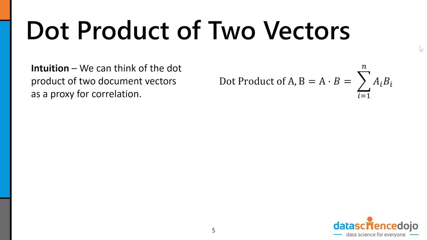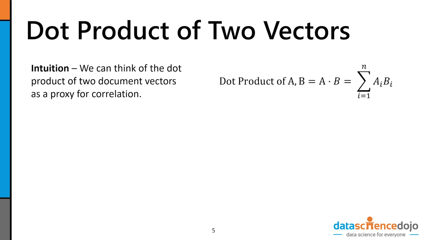So we just go through the vectors one piece at a time, and we say take the first piece of A and the first piece of B, multiply them together. Take the second piece of A, the second piece of B, multiply them together. Add those two things up. And then we just repeat this process over and over again. This is the dot product. The intuition of this is that you can think of the dot product as a proxy for correlation. The dot product will give you a general indication. It's not exact, that's why I say it's a proxy. It'll give you a general indication of how alike two vectors are.